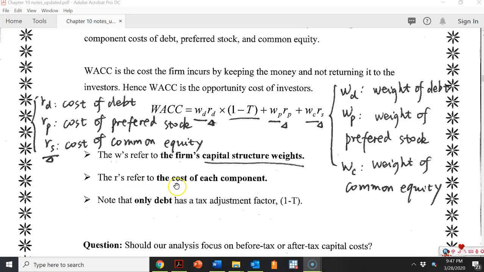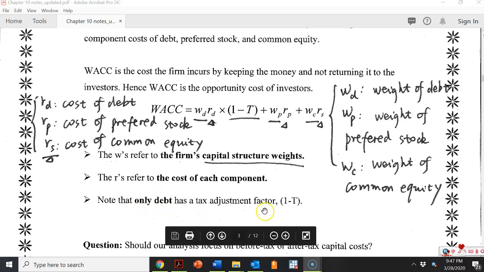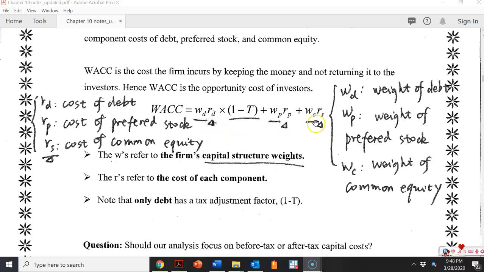We use the three weights multiplied by the three R's. The R's refer to the cost of each component. We have RD, cost of debt, RP, cost of preferred stock, and RS, cost of common equity. Note that only debt has a tax adjustment, 1 minus the tax rate. So we use three weights multiplied by three costs, but for debt, we have the tax adjustment.